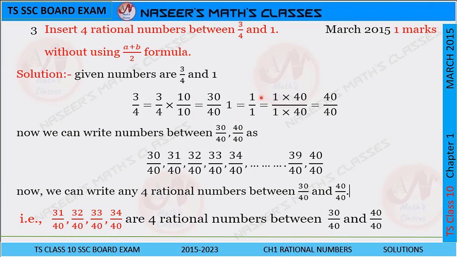And 1 is written as 1 by 1. Now we multiply numerator and denominator with 40, then we can write 1 into 40 by 1 into 40, which is equal to 40 by 40. Now we can write numbers between 30 by 40 and 40 by 40 as 31 by 40, 32 by 40, 33 by 40, 34 by 40 and so on up to 39 by 40, 40 by 40. Now we take any 4 rational numbers between 30 by 40 and 40 by 40. Then we can write 31 by 40, 32 by 40, 33 by 40, 34 by 40, or any four rational numbers between 30 by 40 and 40 by 40.